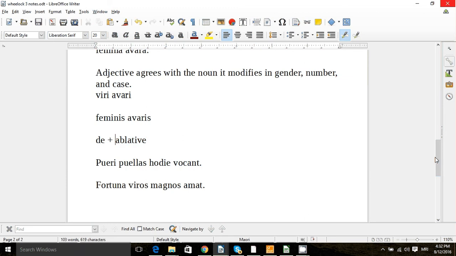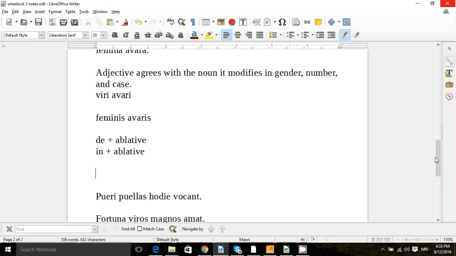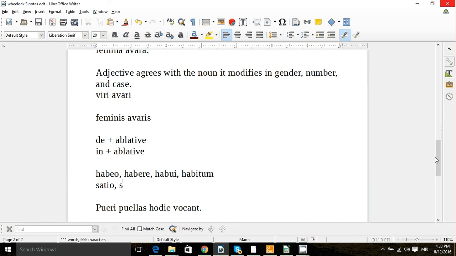In is also a preposition that takes the ablative, and that means in or on or into. Hodie is an adverb that means today. Semper means always. And these forms of the verb, habeo, habere, habui, habitum, mean to have, to hold, to possess, to regard. And satio, satiare, satiavi, satiatum, to satisfy, and so forth.